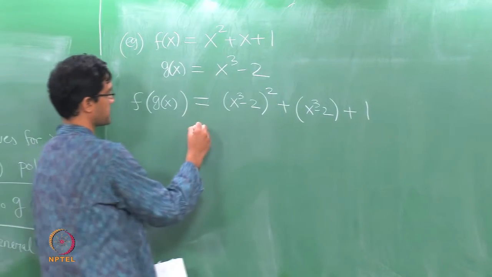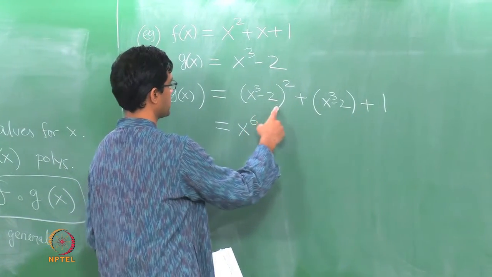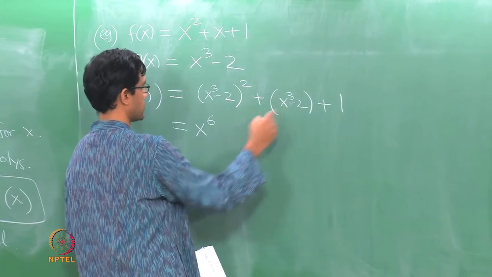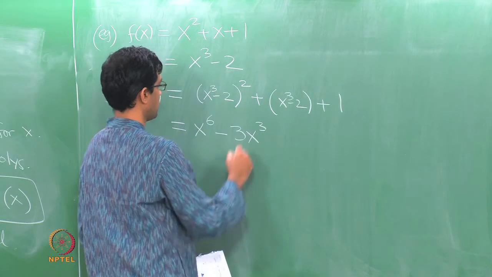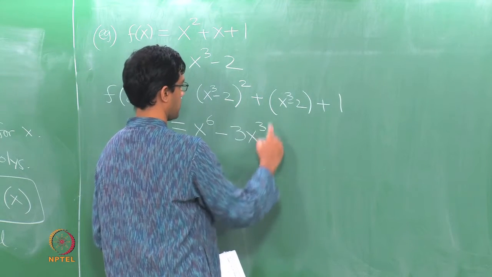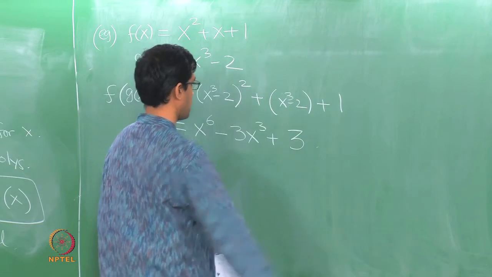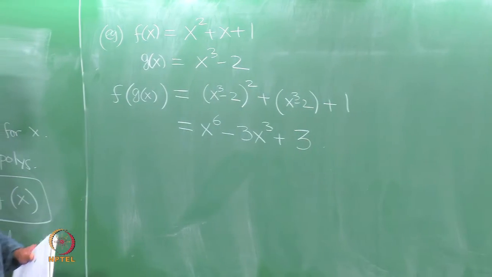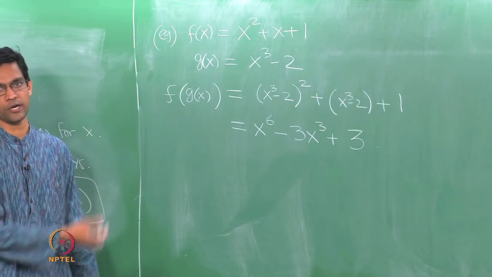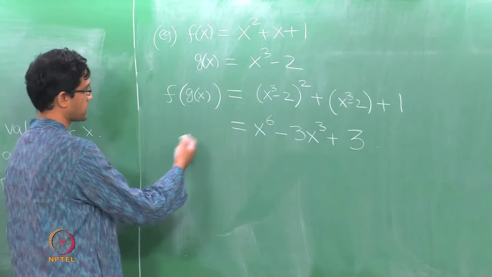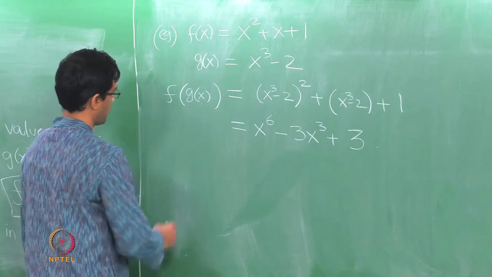So one could of course expand this out in full. This is x power 6 minus 4x cubed. There's an x cubed from there, so it's a minus 3x cubed plus 4 minus 2 plus 1. Okay, so if you expand this out in full, this is what it turns out to be. And of course one can similarly compute, in this case, g of f of x to see that in fact it's not the same.